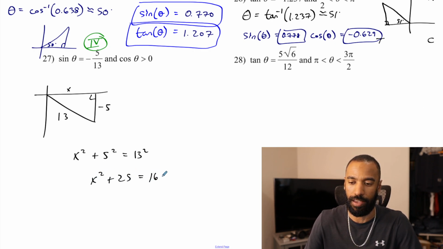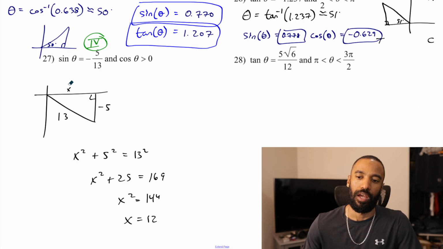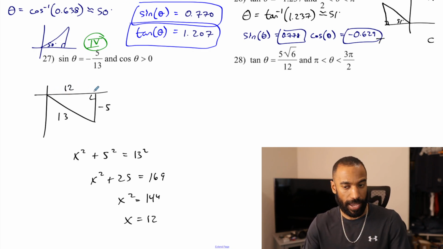X squared plus 25 is 169. X squared is 144. Take the square root of both sides. X is 12. By the way, you have to remember when this is supposed to be positive or negative. 12 is going to the right. That's another reason we got to draw this. 12 is going to the right, so 12 is positive right here.